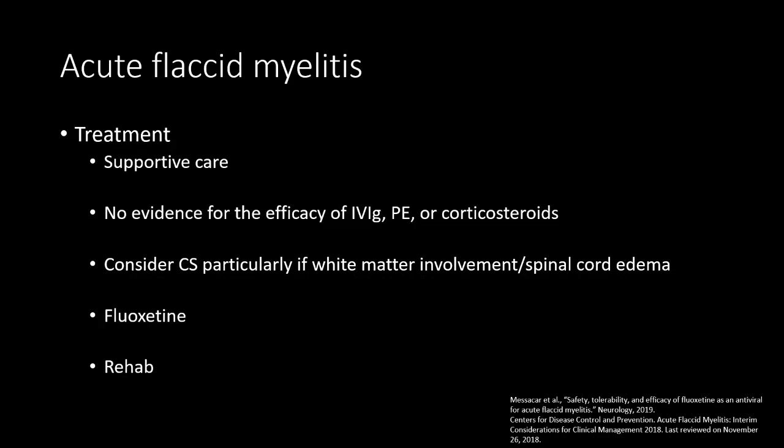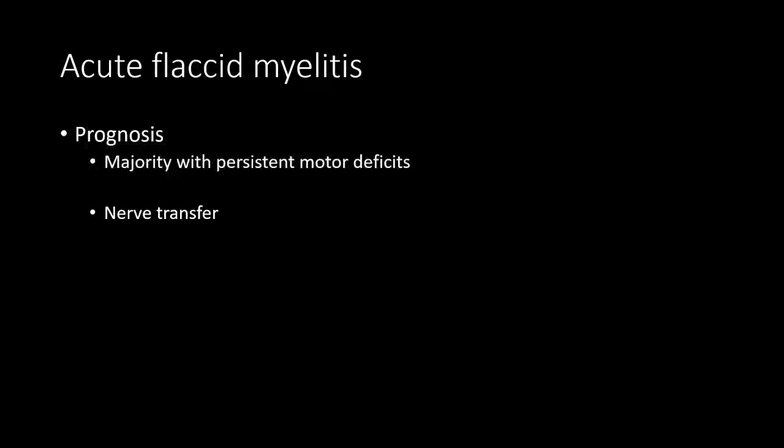So really, supportive care and early rehab are important. Most patients do have persistent motor deficits regardless of what you do, and there are surgeons who are increasingly doing nerve transfers for these patients, and this is where the EMG can come in handy to help the surgeon plan what nerve transfers are likely to be useful and beneficial to the patient.